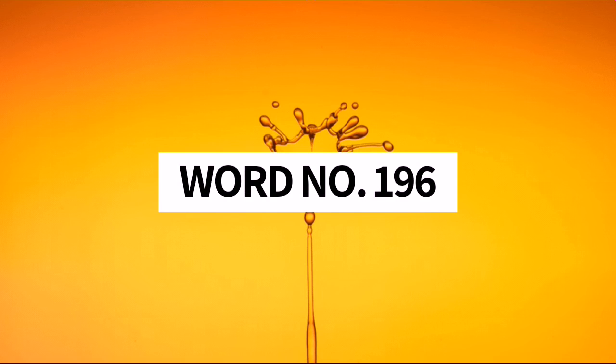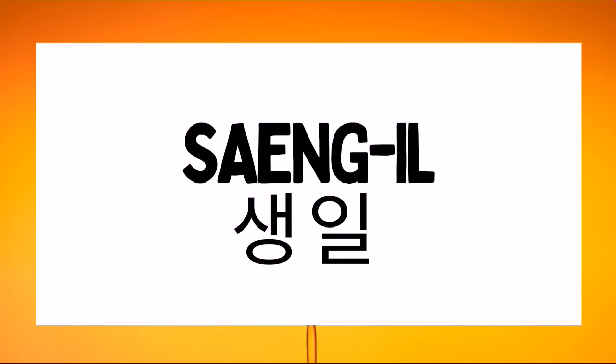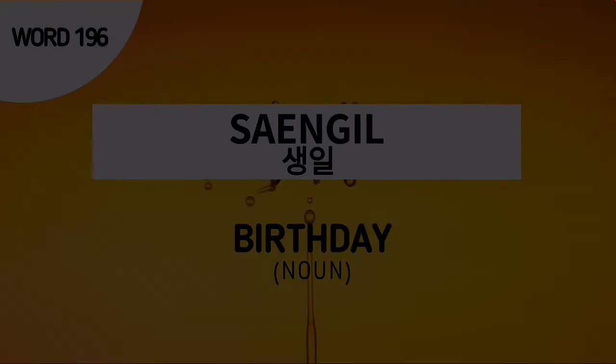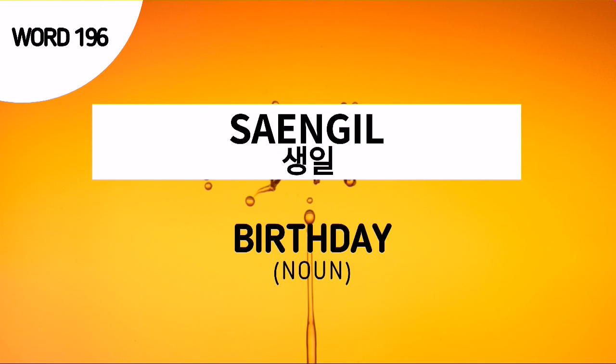Word number 196. 생일. This is pronounced as a two-syllable word. The first syllable is sang, the second syllable is il. Pronounce it with me. 생일. The word 생일 is simply the Korean noun for birthday. Again, this is the Korean term for birthday.